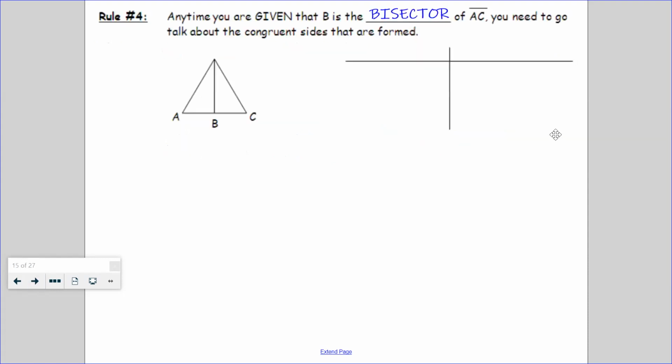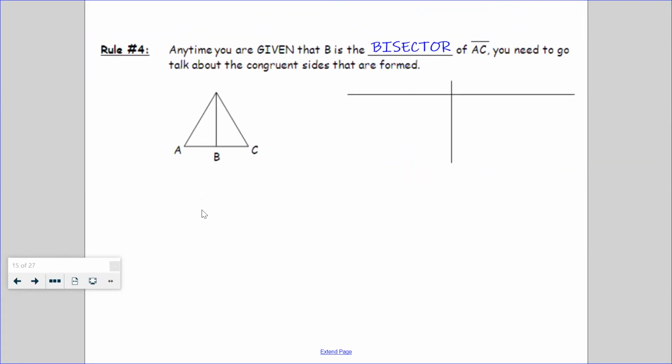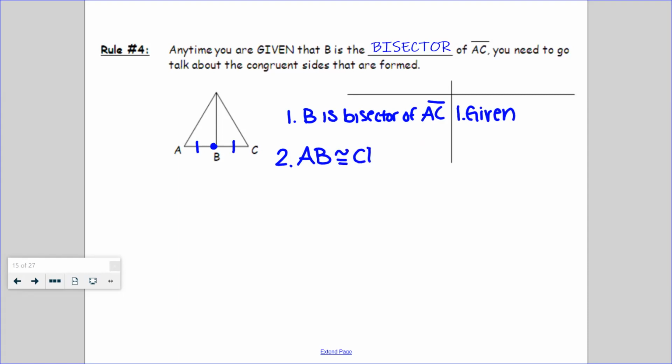Rule number 4 is another big vocab word. We see the word bisector. So you are given that B is the bisector of AC. So we're bisecting a segment. So again, you would have that as your given. And if point B is the bisector of AC, point B is splitting AC in half. So you would say that AB is congruent to CB again.